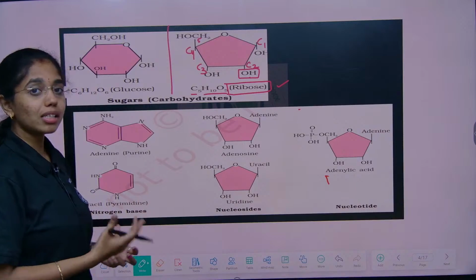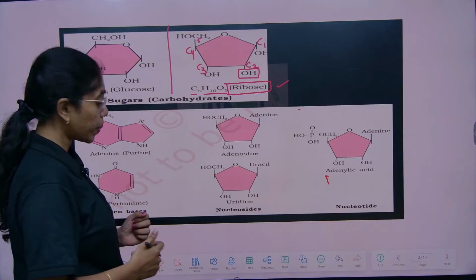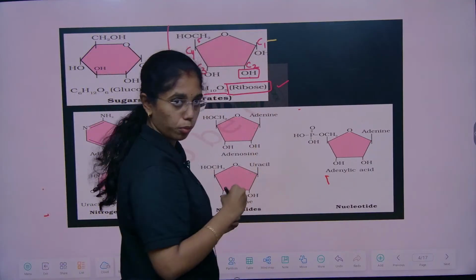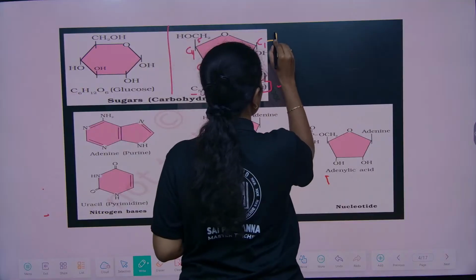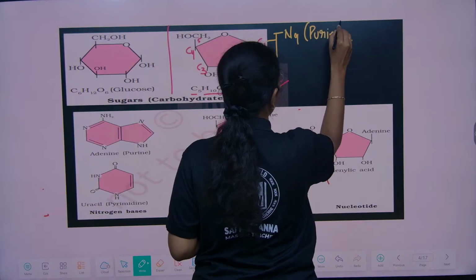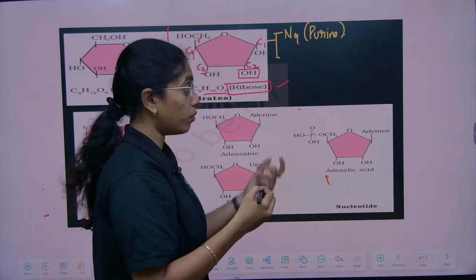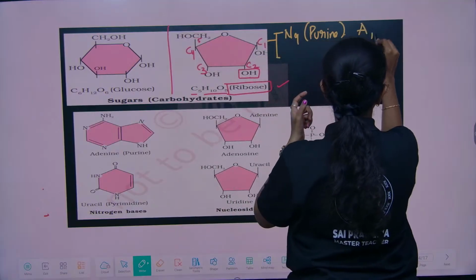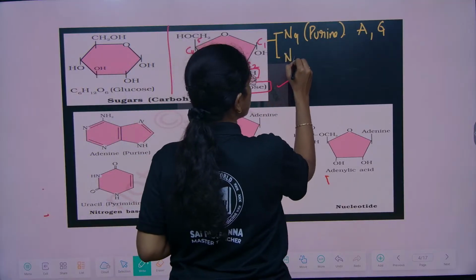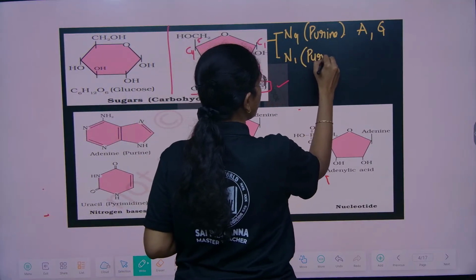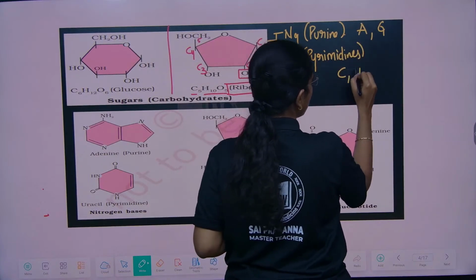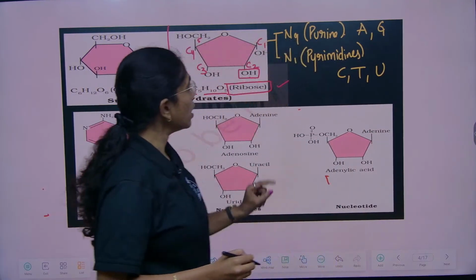Now, how the bonds are established in a nucleoside. First, C1, the first carbon of the ribose sugar. If it is purine, N9 of purine is bound, and if it is pyrimidine, N1 is bound. What are included under purines? Adenine and guanine. Pyrimidines include cytosine, thymine and uracil, okay?